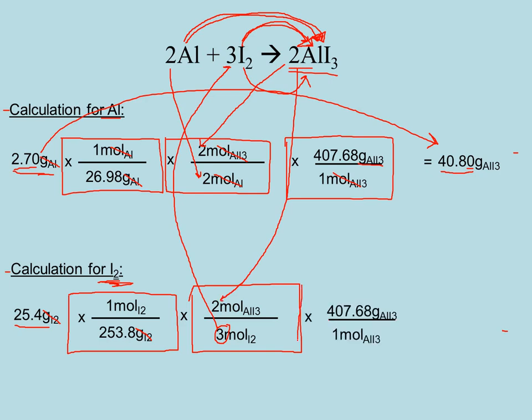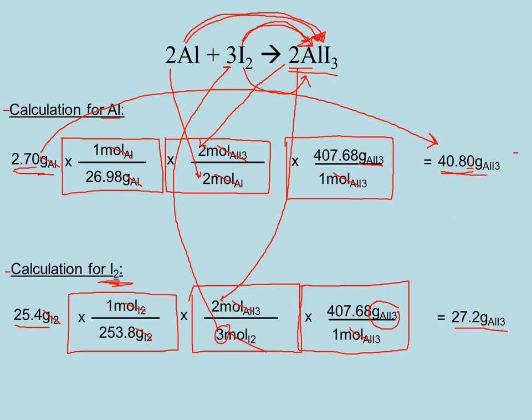We then want our answer in mass, so I'm going to use the molar mass, which we already calculated earlier, so that's an easy one to do. So grams of iodine are cancelled out, moles of iodine are cancelled out, moles of aluminum iodide cancel out, and our final answer, like above, will be in grams of aluminum iodide, which works out to be 27.2 grams of aluminum iodide.